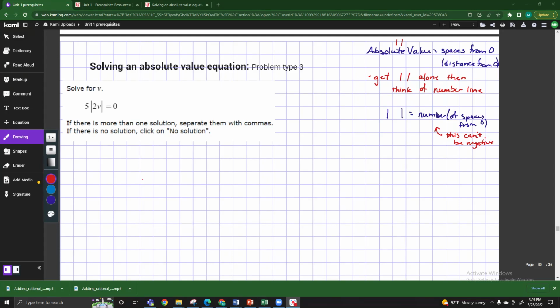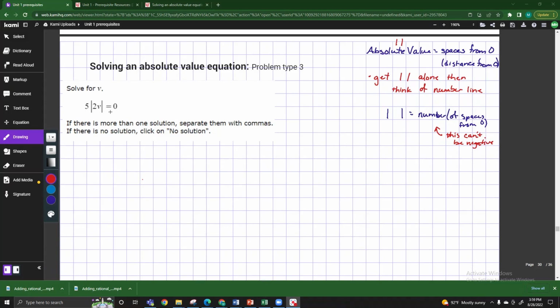And then it's always the absolute value equals the number of spaces. So if it's a negative number, you can't go a negative number of spaces. You can go in a negative direction, but not a negative number of spaces. So absolute values are always going to have to be positive.